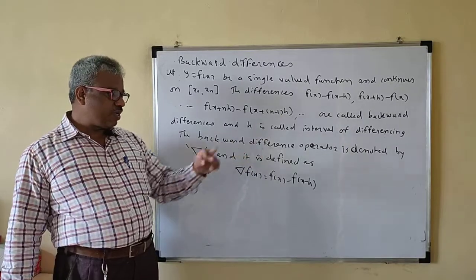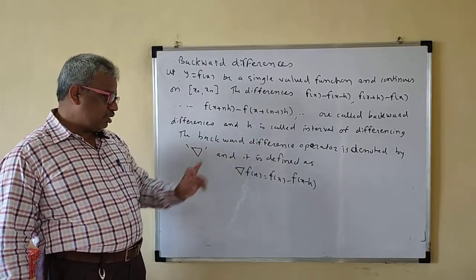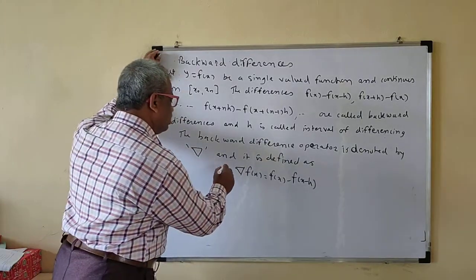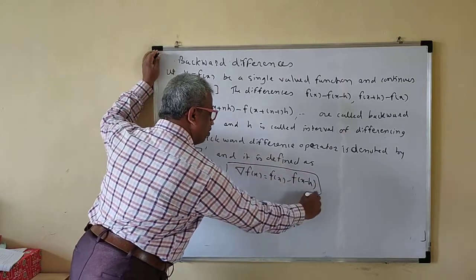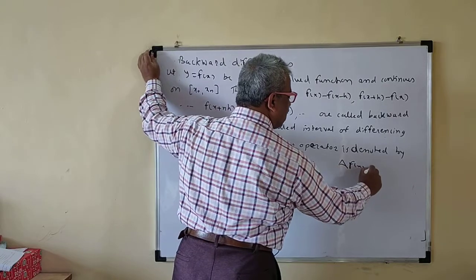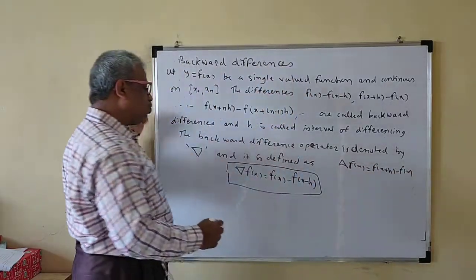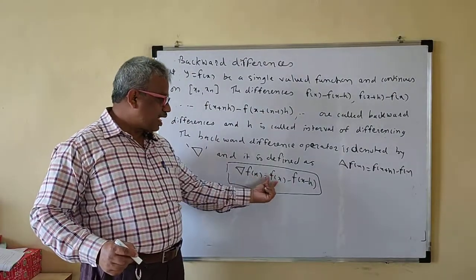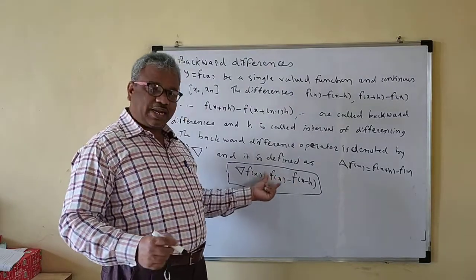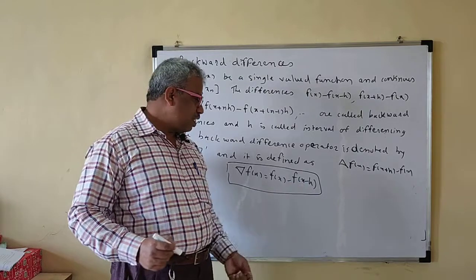The backward difference operator is denoted by nabla, and it is defined as nabla f of x equals f of x minus f of x minus h. This is the definition of the backward difference. For forward, we apply delta f of x equals f of x plus h minus f of x. Here we keep f of x as it is, minus f of x, and here we are subtracting h from the x in the second one, so minus f of x minus h.